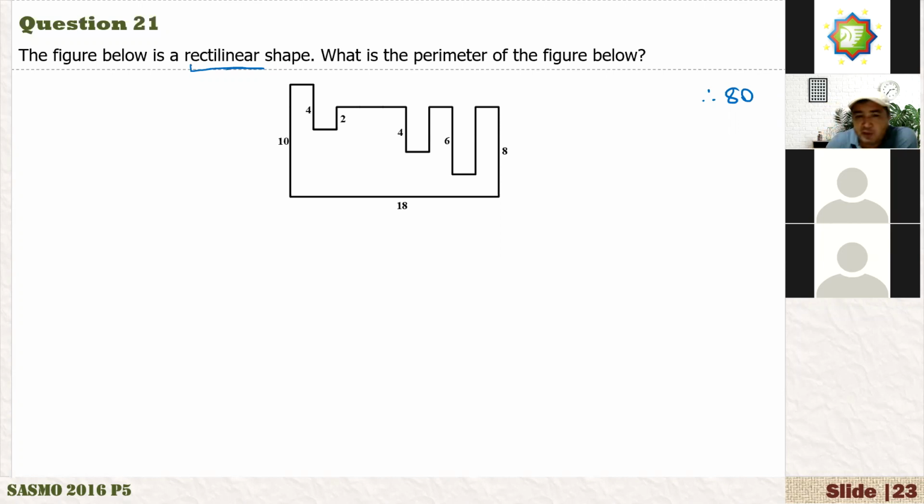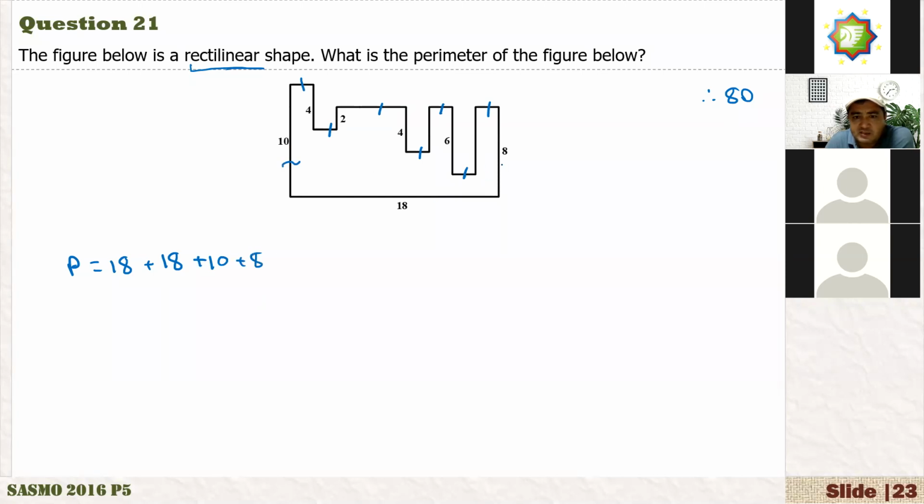Like, for example, perimeter means the length of the boundary, right? So if I just add, for example, the bottom part, let me start from the bottom part, that is 18. And how about the horizontal lines? This plus this plus this plus this plus this plus this plus this, that's also equal to 18. A vertical line, this one is plus 10. Okay, this is done. It's 70.